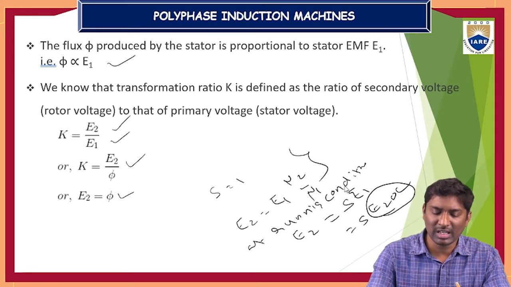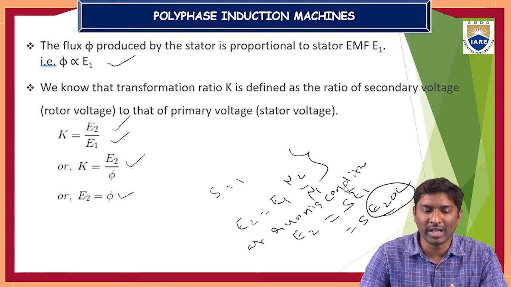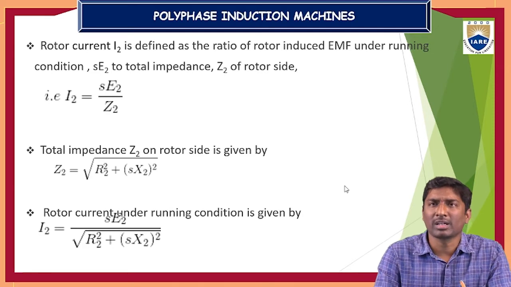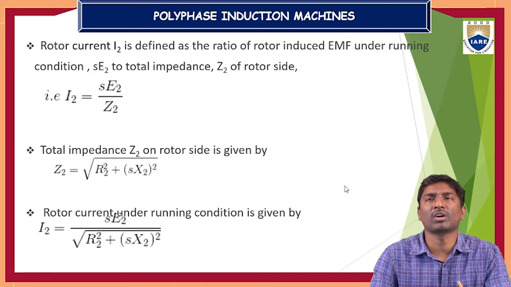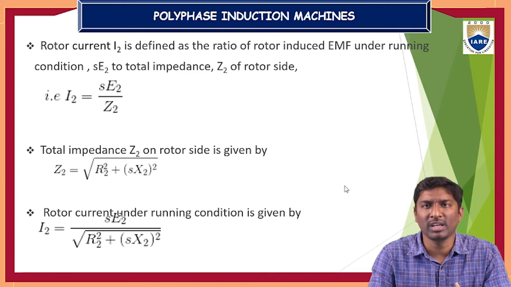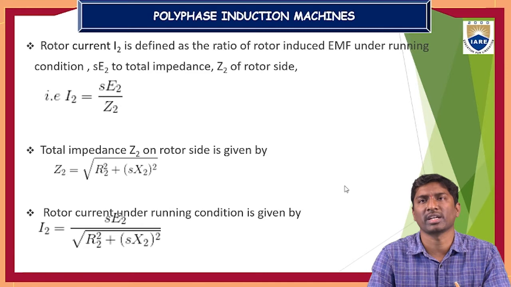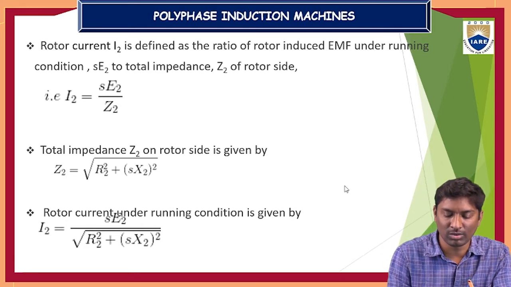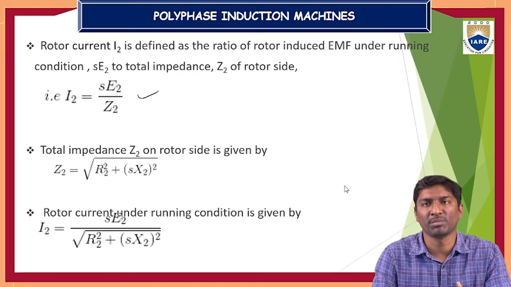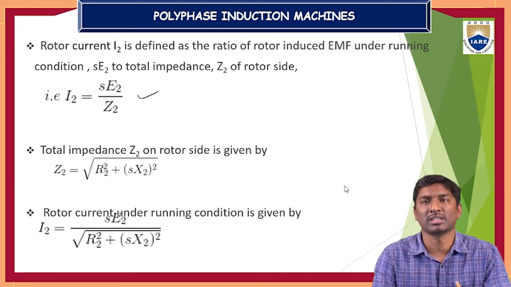Depending on this transformation ratio, we need to derive the rotor current, the power factor and the torque equations. The rotor current I2 is defined as the ratio of the rotor induced EMF under running condition, that is S into E2, to the total impedance of the rotor side, Z2. That is I2 equals S into E2 divided by Z2.